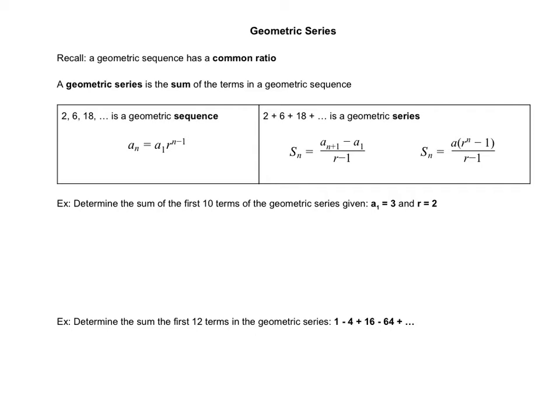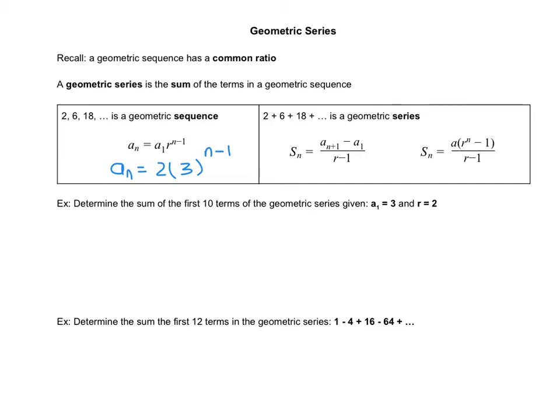The general equation for a geometric sequence is an, which is the general term, equals a1, which is the first term, so in this case 2, times the common ratio, which is 3, to the power of n minus 1. And n is just the position number in that sequence. So a geometric series is when you add the values in the sequence. So 2 plus 6 plus 18, and so on.